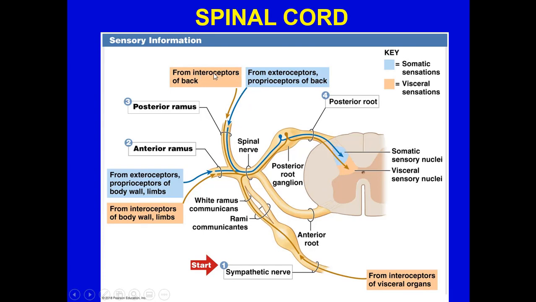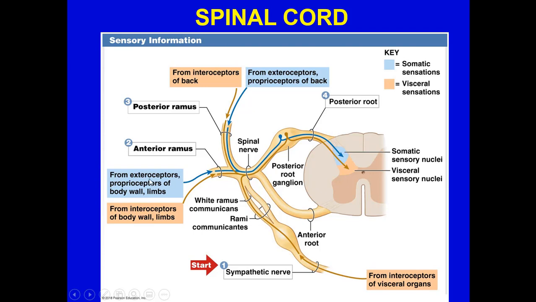Now, by the way, what sensors are there? I mean, I don't have like an eye on my arm or anything. No, but you've got a lot of other sensory structures that play a role in providing information from the skin, from joints, from position markers. So you've got interoceptors on the back, exteroceptors, proprioceptors on the back. All of this is going to come in from the posterior ramus.